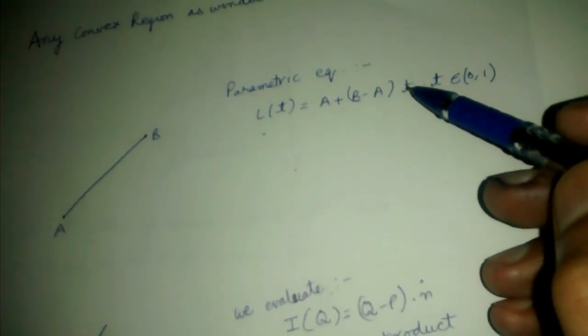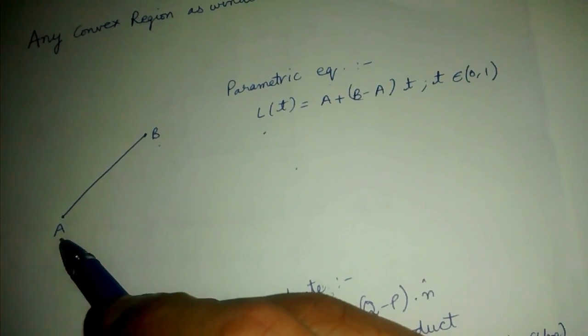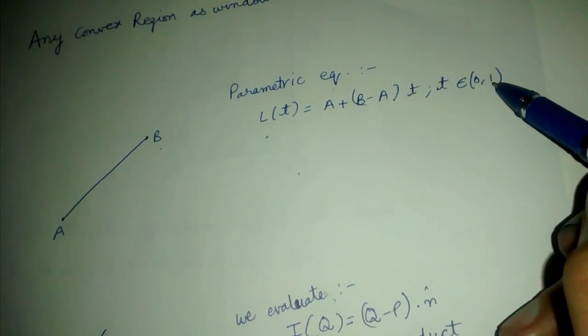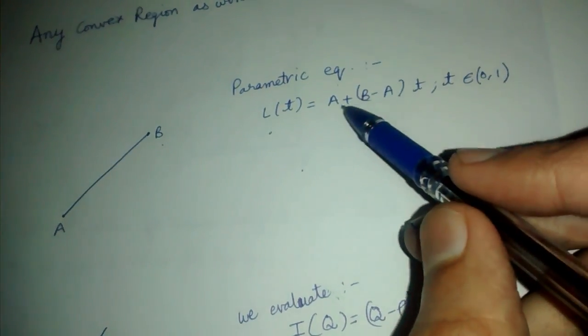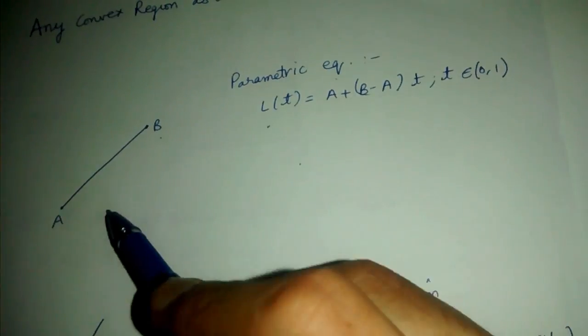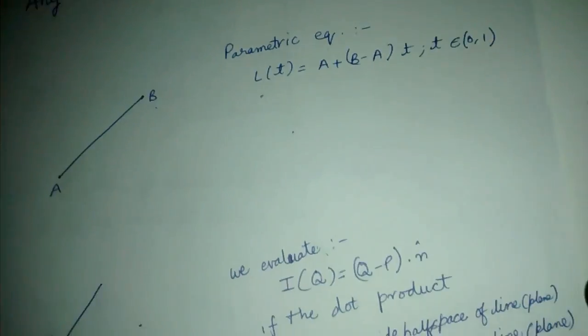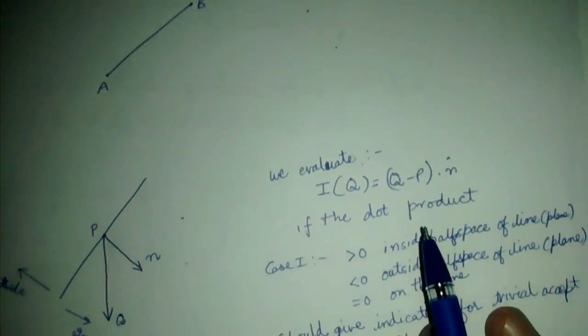And if we put t equal to 0, this becomes A. That is, we reach the first point on the line segment. And if we put t as a fraction between 0 and 1, we get A plus a fraction of (B minus A). That is, we reach somewhere in the middle of this line segment. So this is the parametric equation of the line.